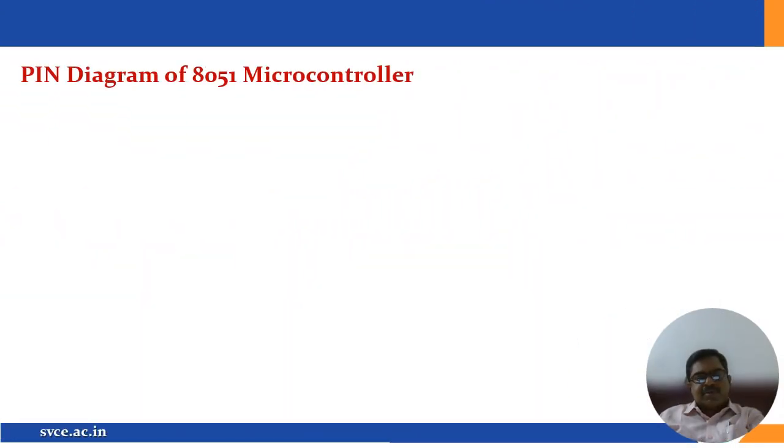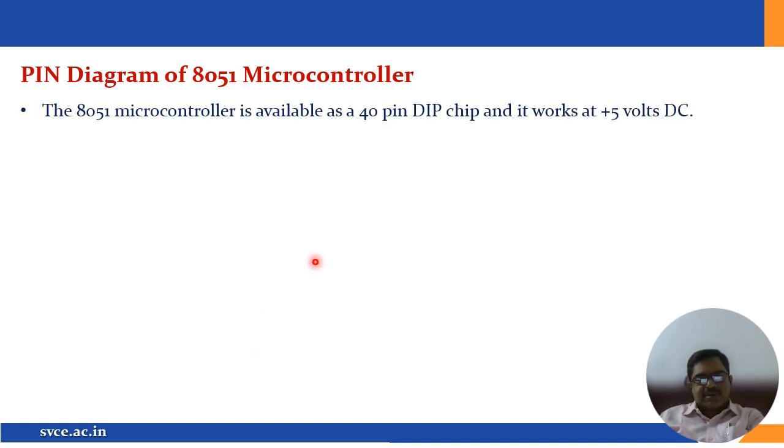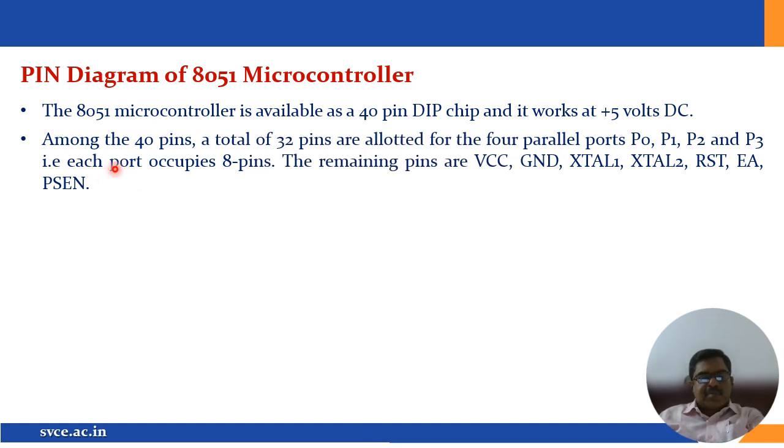Pin diagram of 8051, the pin diagram that I have shown you earlier. The 8051 microcontroller is available as a 40-pin dual inline package, DIP chip, and it works at a +5 volts DC supply. Among the 40 pins, 32 pins are allotted to 4 ports. Each port consists of 8 pins: P0, P1, P2, P3. The remaining pins are VCC, ground, XTAL1, XTAL2, RST, EA, and PSEN. These are the remaining pins.